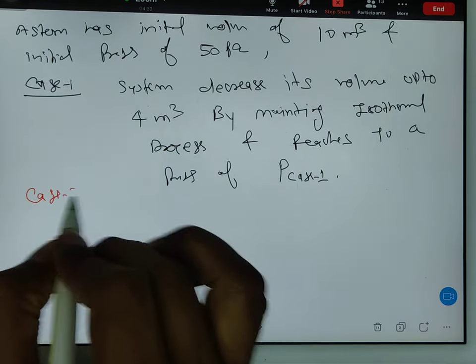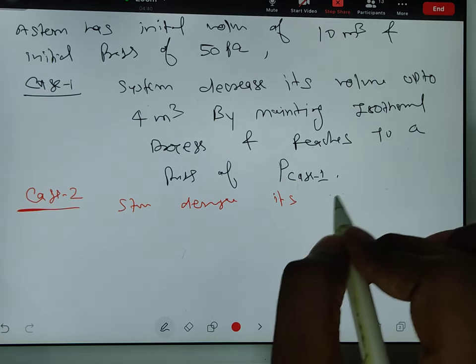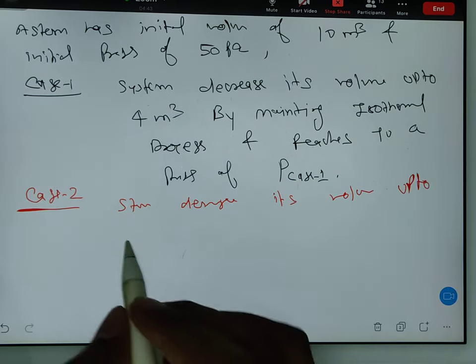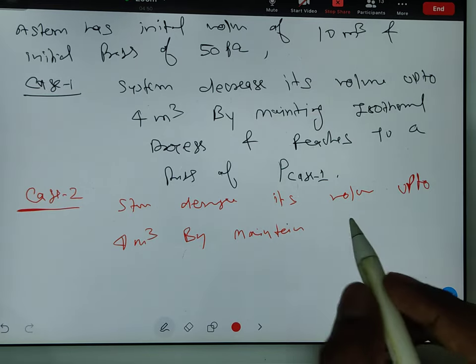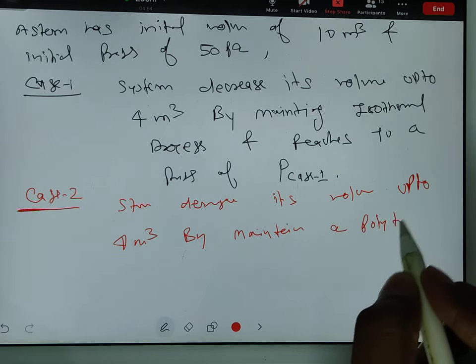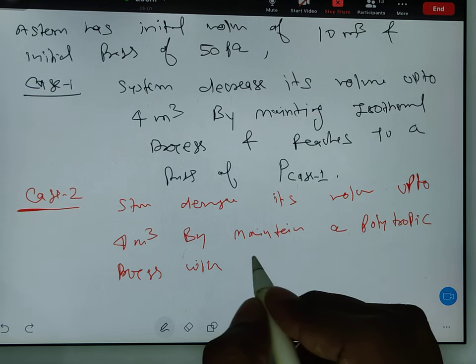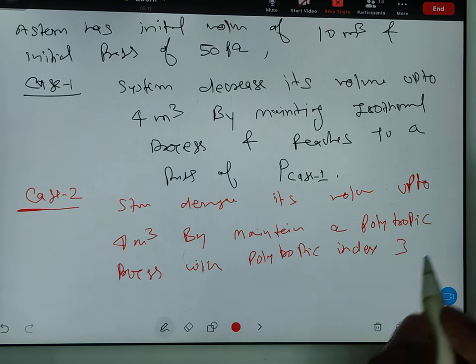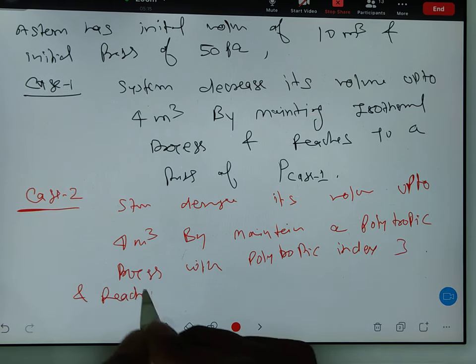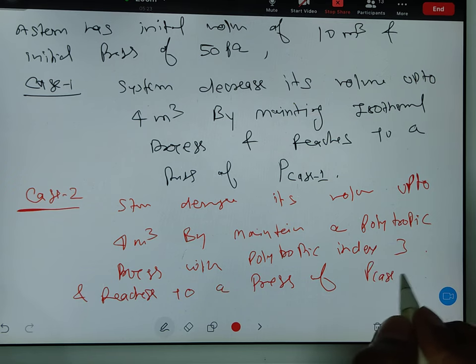Now I have case 2. The system decreases its volume up to 4 m³ by maintaining a polytropic process with polytropic index 3 and reaches a pressure of P case 2.